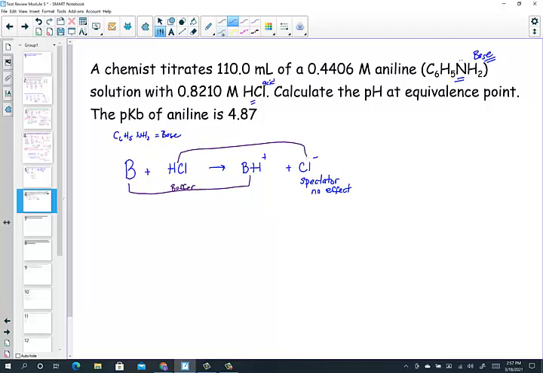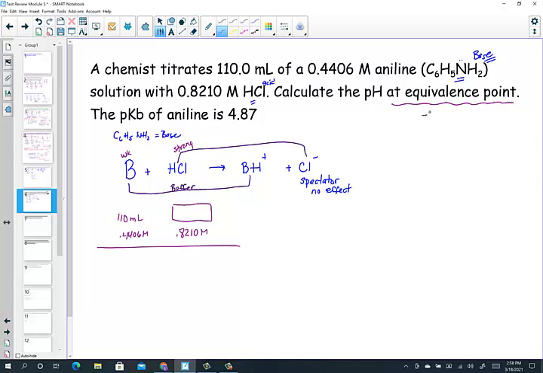Let's tabulate what we have. We were given 110 mL of a 0.4406 molar solution of the base, and we titrate that with 0.8210 molar of the acid. We don't know how much that is, but we can determine it because we're at the equivalence point. Now notice, this is a weak base, strong acid. So when it says at the equivalence point, the answer is not easy, right? It's not 7.00. That's only true for strong versus strong. Here we have a weak base, strong acid.